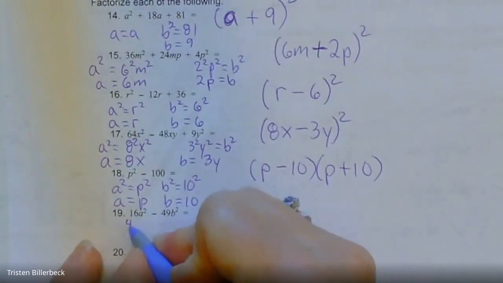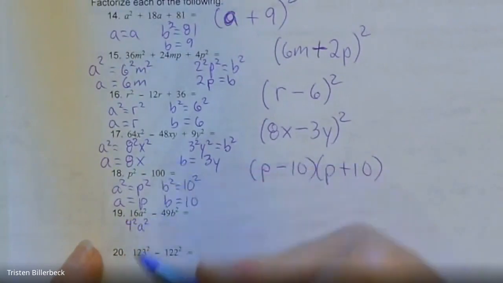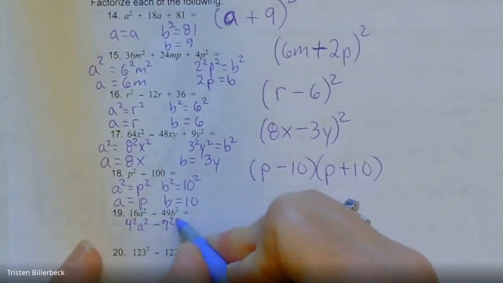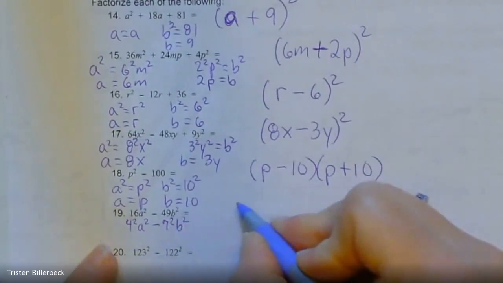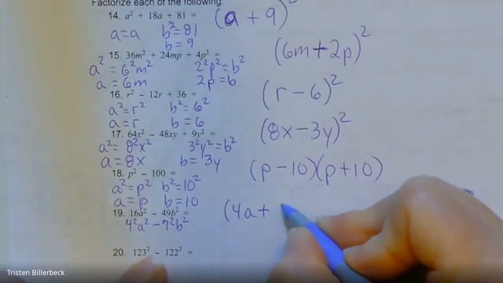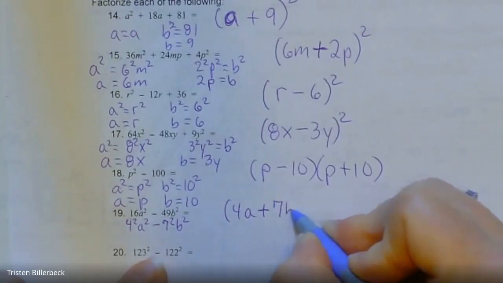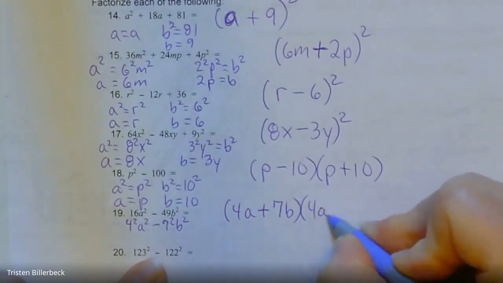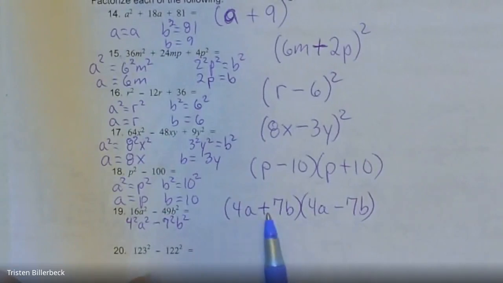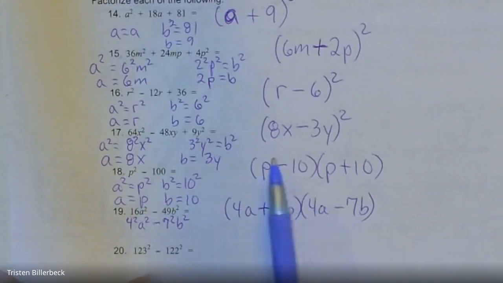And this one's going to be 4 squared a squared minus 7 squared b squared. Okay, so we're going to have 4a minus, well, we could switch it up too. It's perfectly fine to do 4a plus 7b, and then 4a minus 7b. Because of the commutative property of multiplication, I can have this plus sign here as long as I have a minus sign here, or I can have the minus sign here as long as I have an alternating plus sign there.